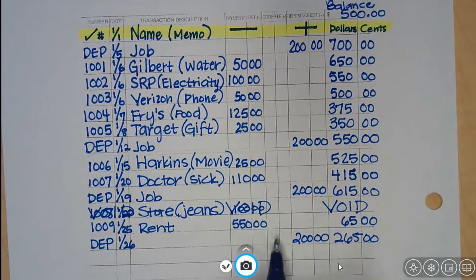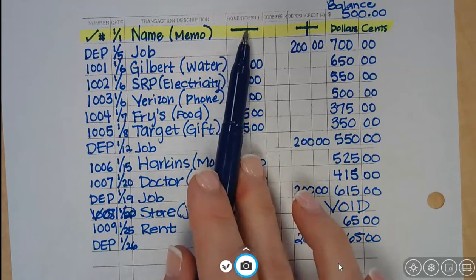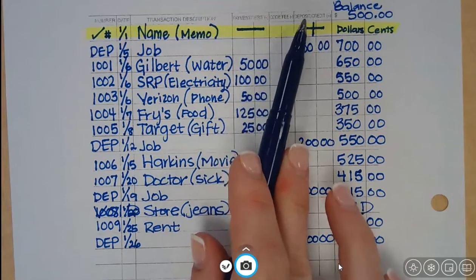So those are some life decisions that you have to make as an adult, but balancing your checkbook is one of the important things that you have to do. So remember that negative amounts are payments, also called debits. Positive amounts are deposits, also called credits.